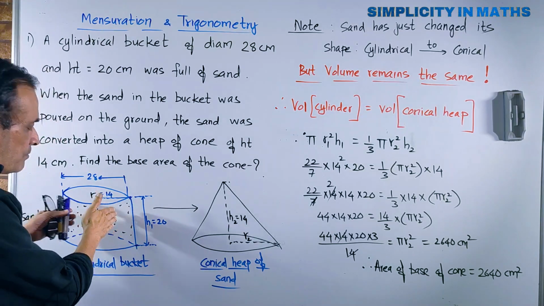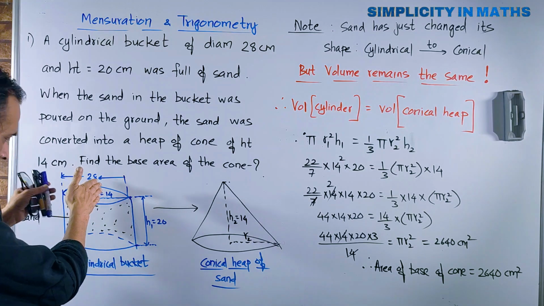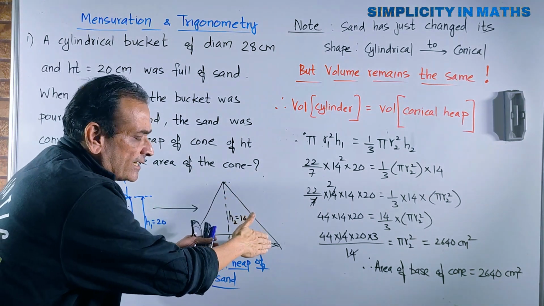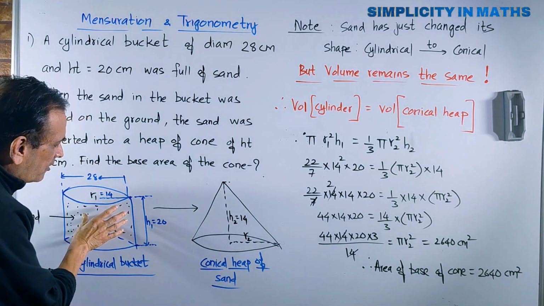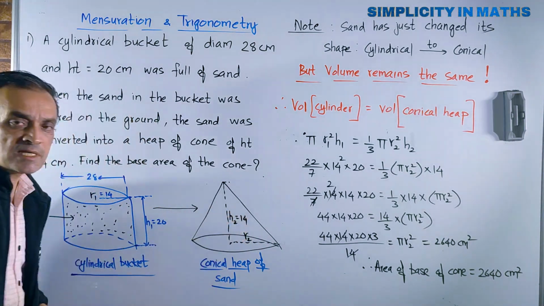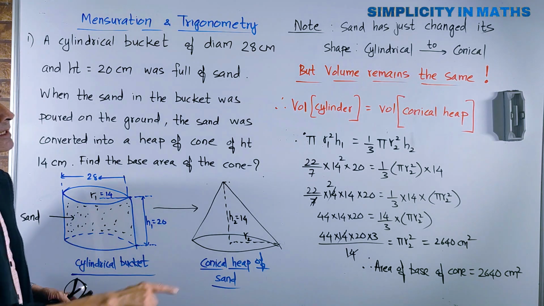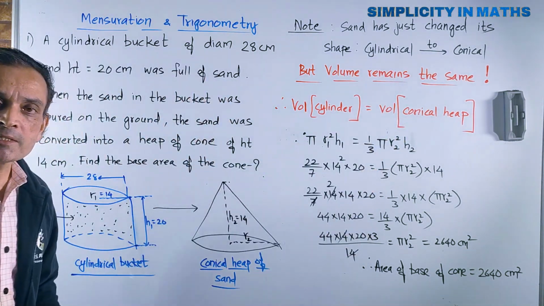यहाँ से सैंड निकल के बाहर नहीं फेंकी. Just from here, we have poured the sand over here. So volume of this sand is equal to volume of this sand. That is the important point in this problem. So volume remains the same.